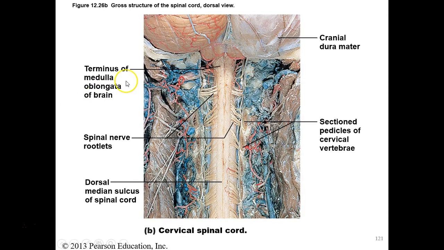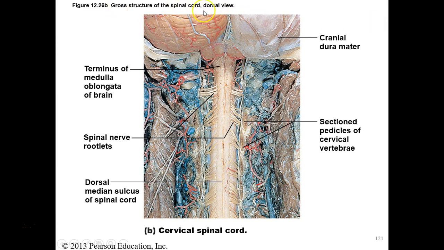The next few plates are just detailed photographs of different regions within the spinal cord to give you an idea of its actual physical structure. So again, you can see here the cervical spinal cord, and this would be the cervical enlargement, where some of the nerve roots that will supply the upper limb are coming off the cervical cord.